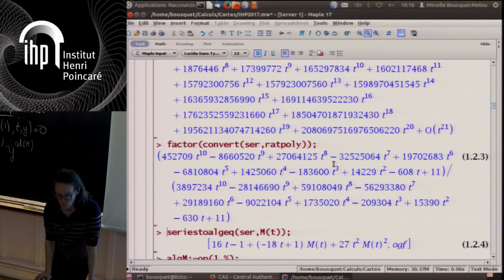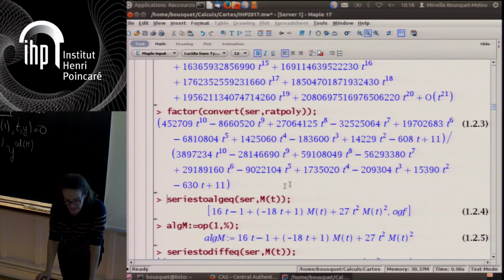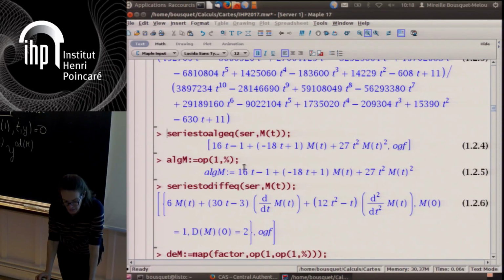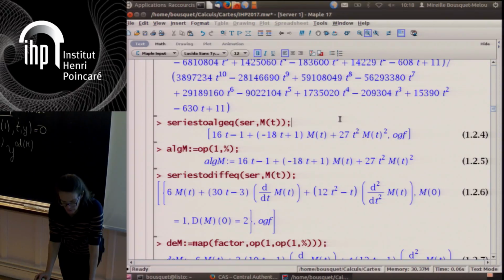So I could go on with more than 20 terms. But then the next command is a GFun one, series to algebraic equation. It takes a series, and it tries to find an algebraic equation that seems to match these coefficients. So that's the one.